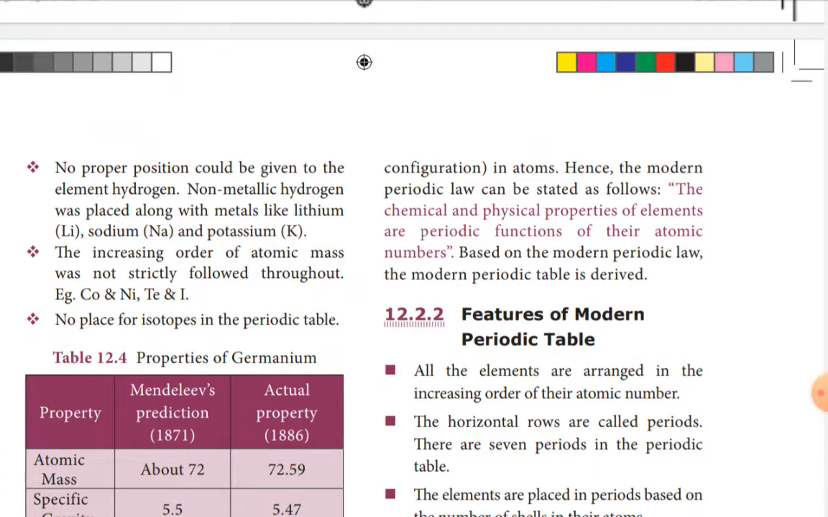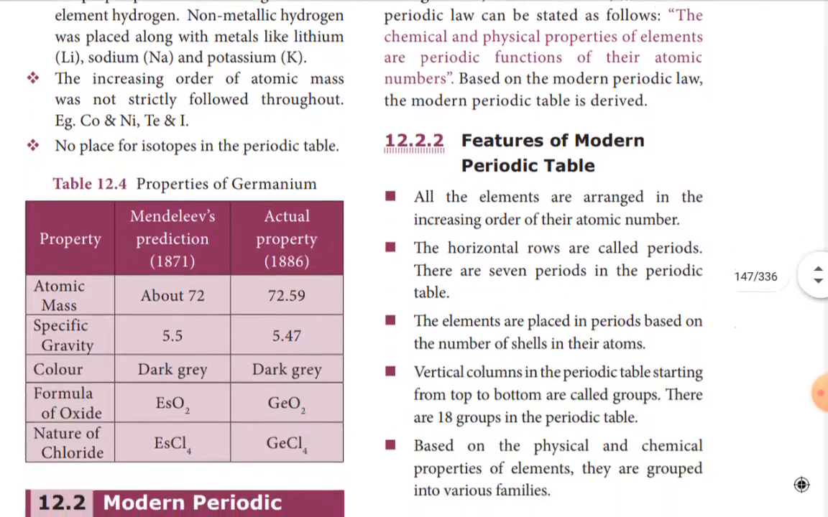Sometimes it will be asked as a 2 mark question: state the modern periodic law. The chemical and physical properties of the elements are periodic functions of their atomic number. Note the last words, atomic number. When you check the Mendeleev periodic law, the last words are atomic masses instead of atomic number. Here atomic number is given because atomic number is the basis for the classification of the modern periodic table. So based on the modern periodic law, the modern periodic table was derived by Henry Moseley.